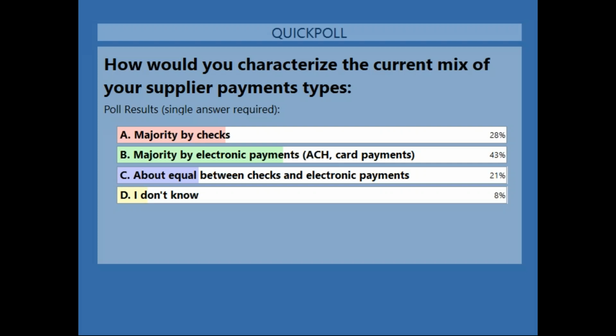All right, let's see. Majority by checks. I'm glad to see that number is 28%. That's pretty good. I think what we've seen, if I can recall from the data, we've seen for B2B, that number has gone below 50%, which, believe it or not, is a milestone. Glad to see that 43% of you are majority electronic payments, 21% of you about equal, 8% don't know. Again, that's homework. Find that out. But really the question that I ask is, why are you writing checks? Dramatic pause, right? So that's a good question to ask. So go in and start to look. Why are you writing checks? Is it a requirement? Is it in the contract?